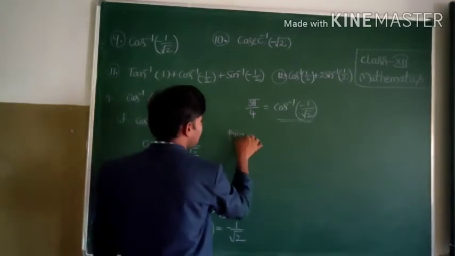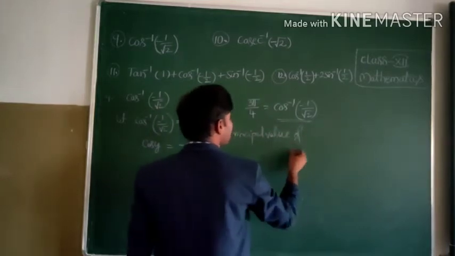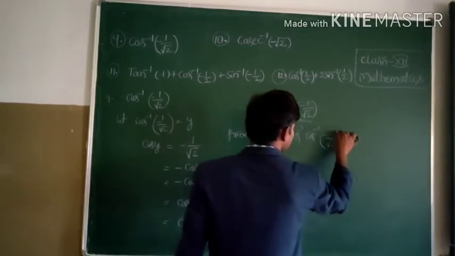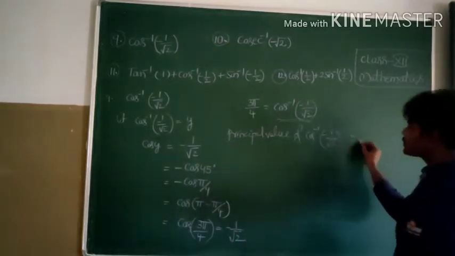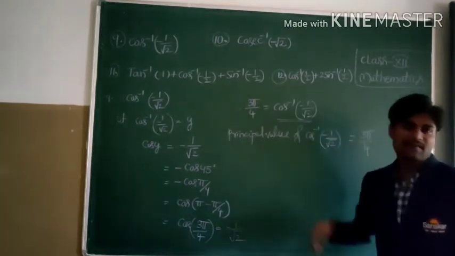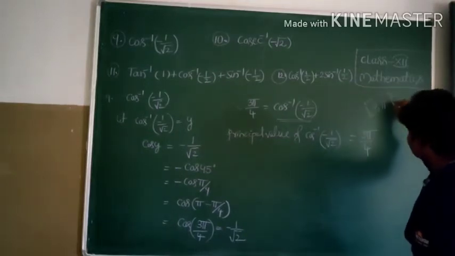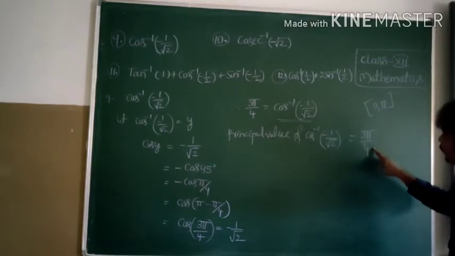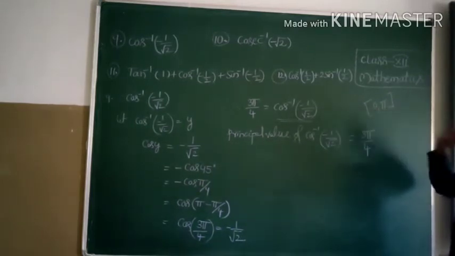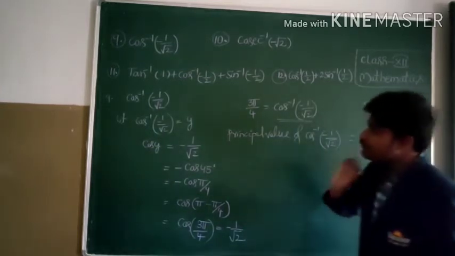So finally we can conclude that the principal value of cos inverse of minus 1 by root 2 is equal to 3 pi by 4. You need to check that the range of the cos inverse function is always 0 to pi only. So the principal value is 3 pi by 4. Is it between these or not? So 3 pi by 4 is always between 0 and pi. This is the 9th problem.